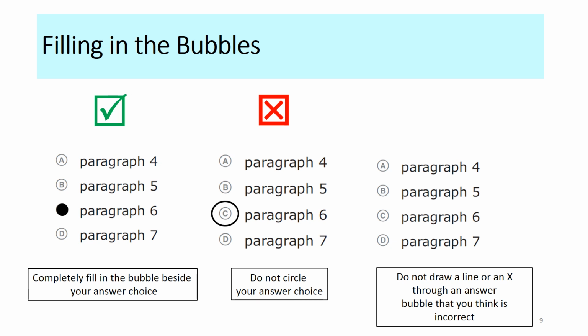Some students like to cross out answer choices they think are wrong. That's okay, but make sure you do not draw a line or an X through an answer bubble that you wish to eliminate as a choice. The mark you leave in those bubbles could be counted as your answer or cause your answer to not be recorded because you marked too many bubbles.